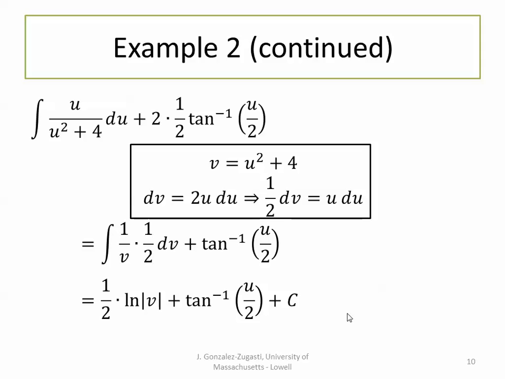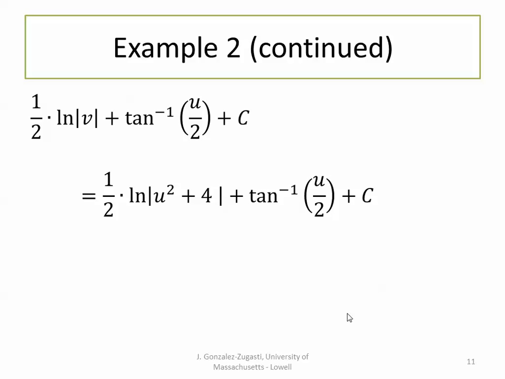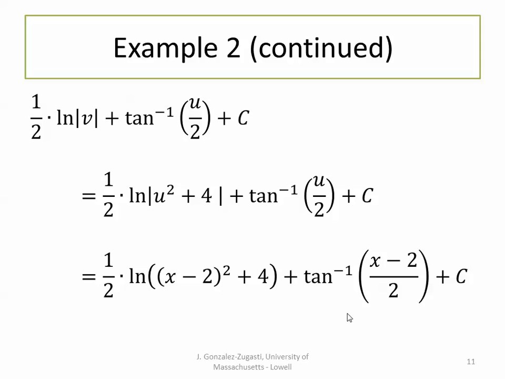So v was the last substitution we made, so let's go ahead and substitute back in for our v. And that gives us that our answer is equal to 1/2 times the natural log of u squared plus 4 plus tangent inverse of u over 2 plus c. And now we can go ahead and substitute in what we know u is equal to. We said u was equal to x minus 2. We substitute that in to get our final answer.